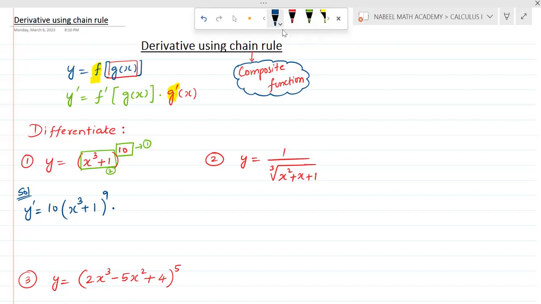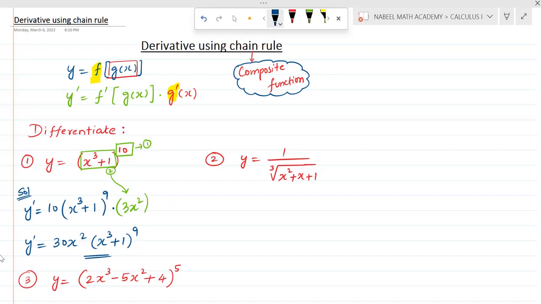Here we will have the differentiation of the inside, which is: x power 3 gives 3x square, and the 1 becomes 0. When you multiply and simplify, the answer will be y prime is equal to 30x square into (x power 3 plus 1) to the power n. So this is the final answer.